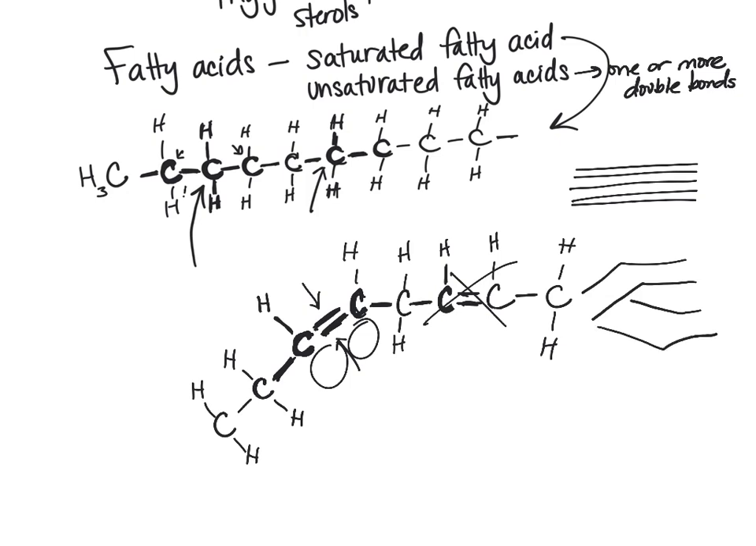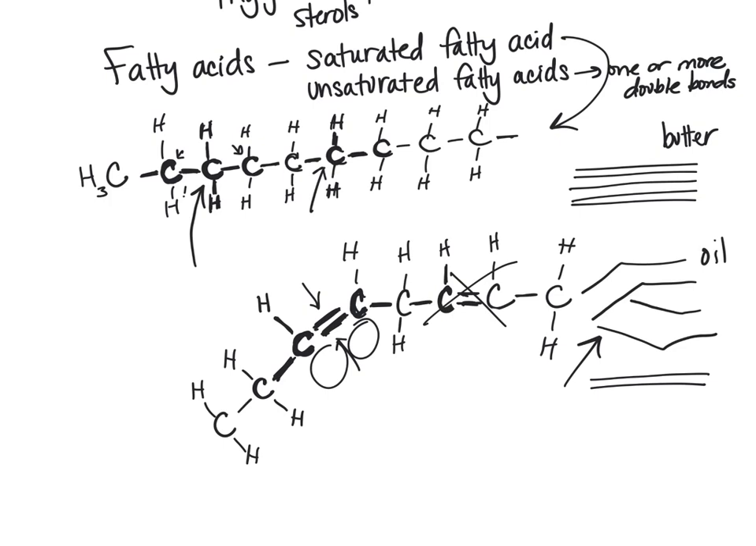Right, because if we have these chains, they can't go right next to each other like we saw with the butter. There's kinks in there, so they can't sit really, really close to each other. What that means is that this ends up being more fluid. Since we can't have everything sit very close to each other, it's not more stable, it's not so solid. And so then we have something like an oil here versus butter up here.